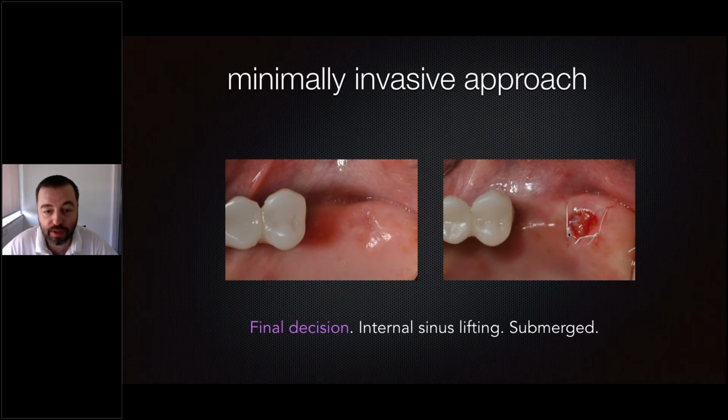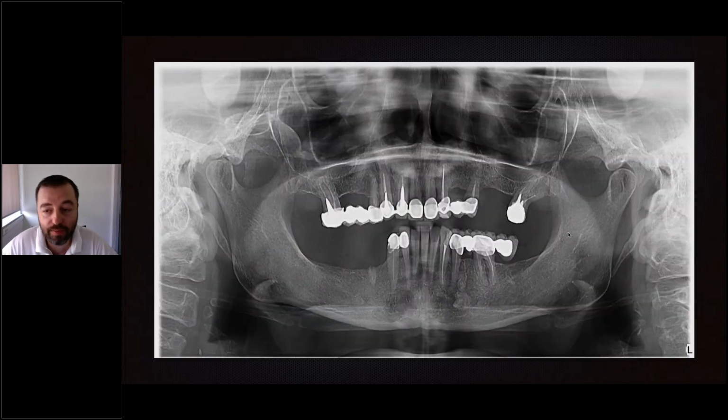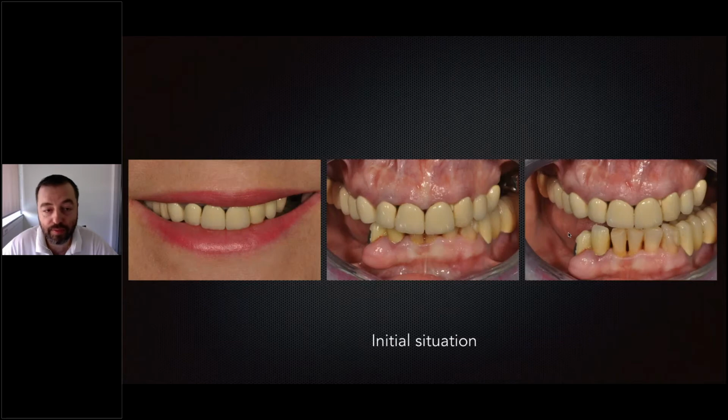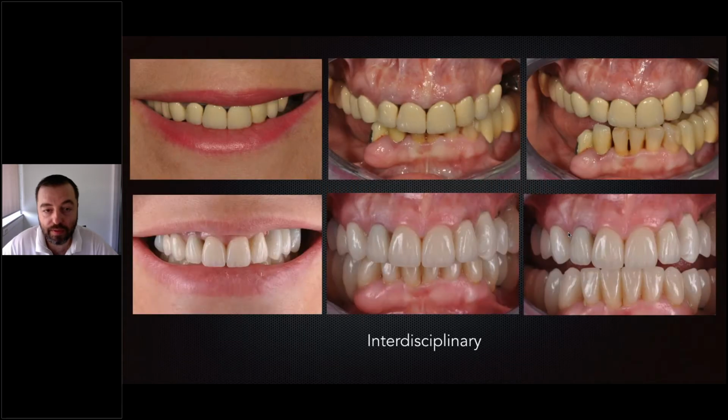And this was the initial situation of this patient. And this is how she looked like. And this is how she's looking now after our rehabilitation.